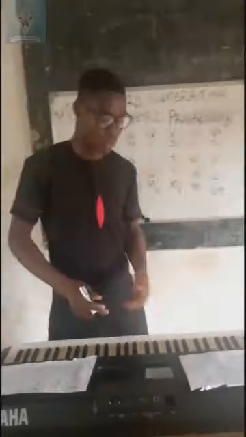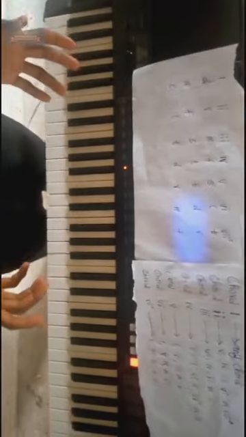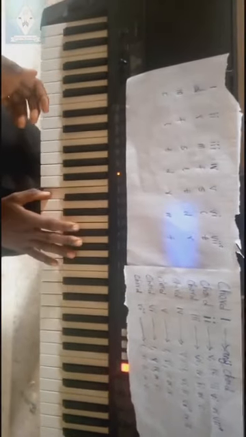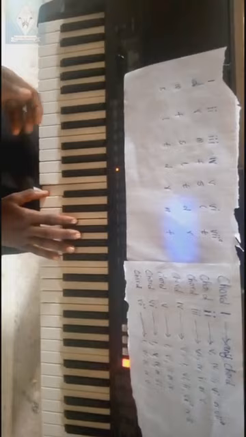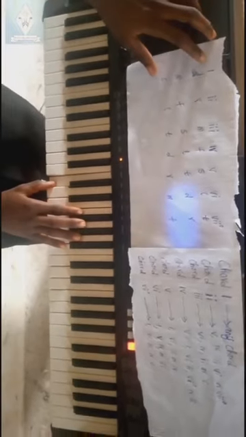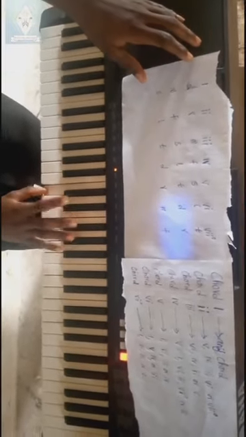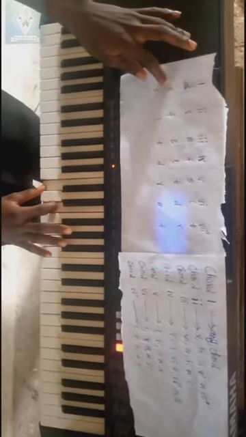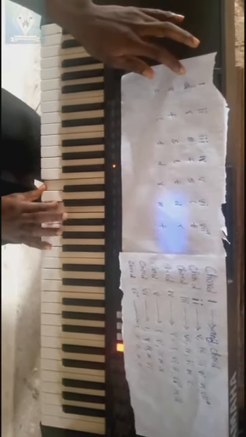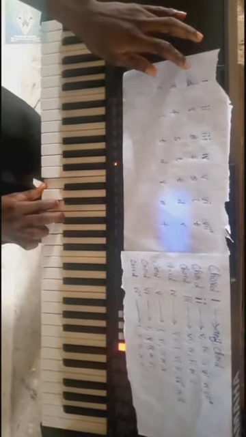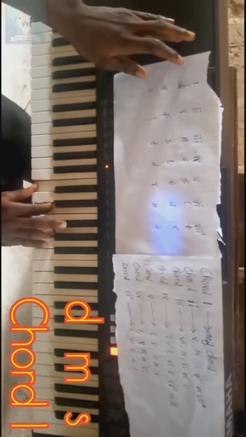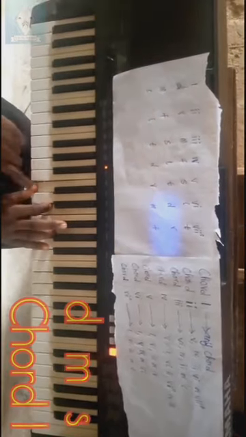Now, let's take a look at the keyboard. We are going to make use of key C. Considering the first chord, which is Do, Mi, Sol, chord 1: from Do to Re is a tone, Re to Mi is a tone. Now we have our first two notes. From Mi to Fa is a semitone, Fa to Sol is a tone. Do, Mi, Sol. Now, which chord can come after this chord?